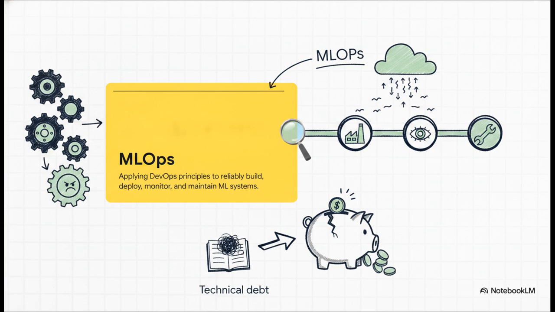MLOps takes the rigorous software engineering principles of DevOps and applies them directly to machine learning. And why is this absolutely crucial? Because machine learning models are not like standard software code. A normal app doesn't magically change its behavior over time, but an ML model, it definitely does. If you just leave a model sitting in a simple Jupyter notebook and throw it into production, you're going to rack up massive technical debt. MLOps ensures we migrate those models into automated pipelines so they can be reliably deployed, continuously monitored, and actively maintained.